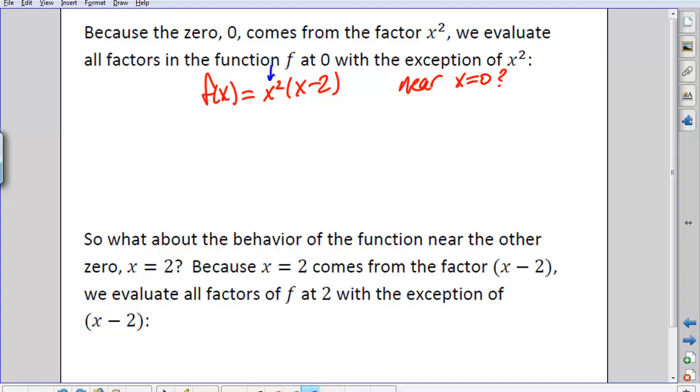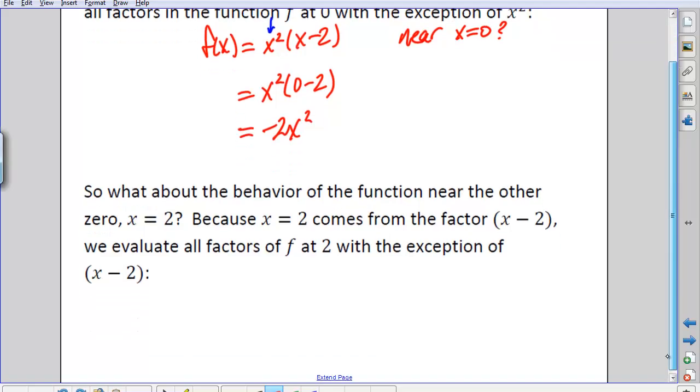So what I'm going to do is leave that factor alone, and plug in this 0 everywhere else. If I do that, leave the factor that 0 came from alone, plug in the 0 here for this x, and simplify that, don't I get negative 2x squared? And isn't that what I used to match up on that function at x equals 0? Okay.